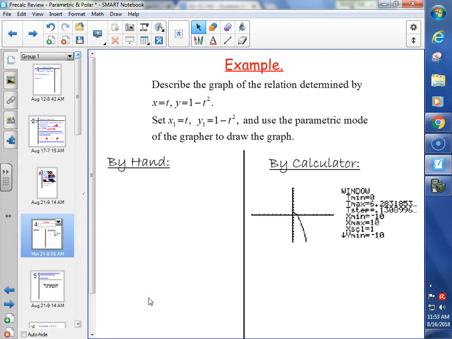Okay, so describe the graph of the relation determined by this. I want you guys to see if you can get your calculator to give what it needs to give. Oh, did I just show the window? That's lame. That's okay, not a big deal. We're running short on time anyway. If you were to throw in x1 equals t, y1 equals 1 minus t squared, use the parametric mode to draw it.